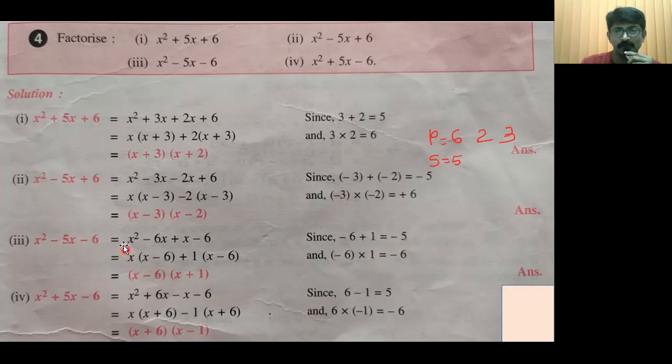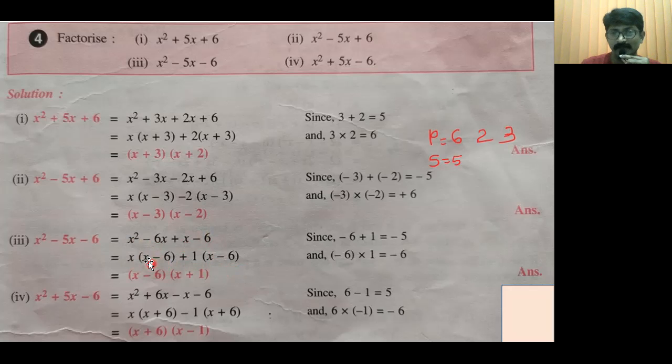So it is x square. Instead of writing minus 5x, what will we write now? Minus 6x plus 1x. That's how we split the middle term. Minus 6, we copy pasted as it is. Again, grouping will come into the picture. So what can be taken out common from the first two terms? X, giving x minus 6. Obviously, there is nothing common in these two terms, so we've taken plus 1 common. So plus x minus 6. I hope you understood, guys.